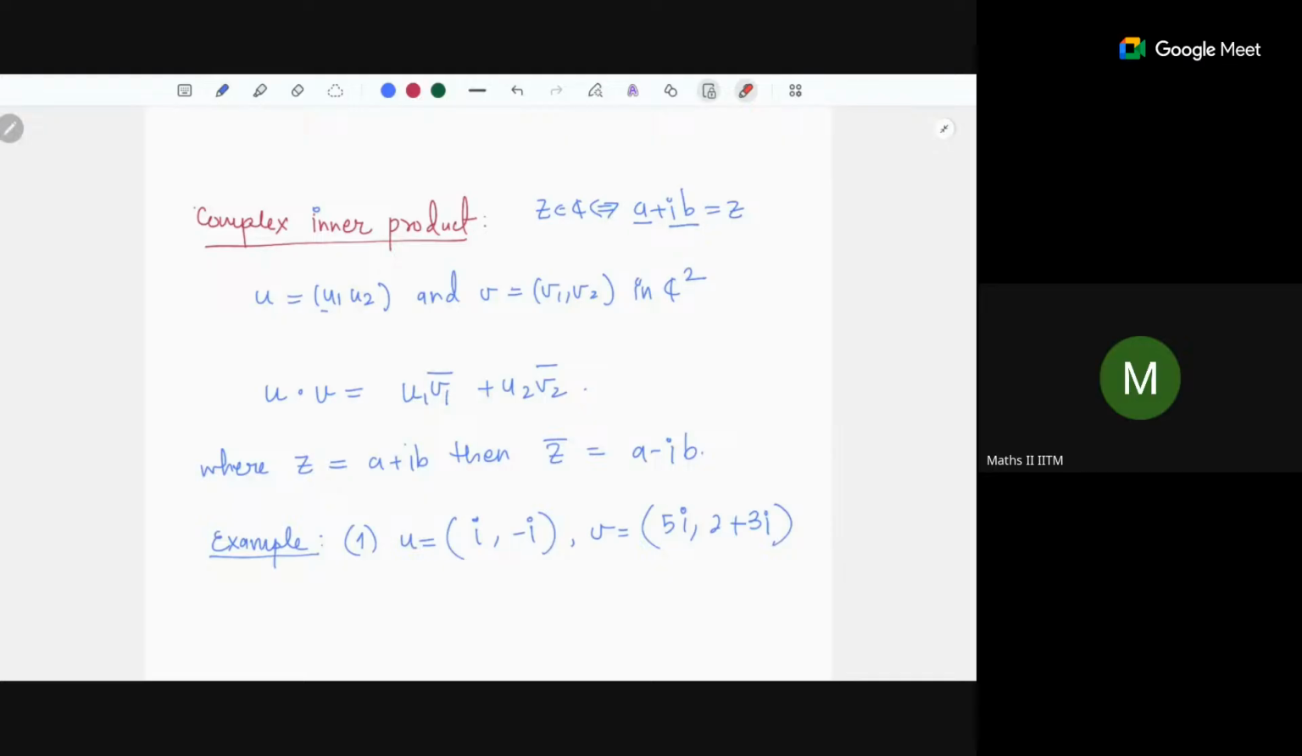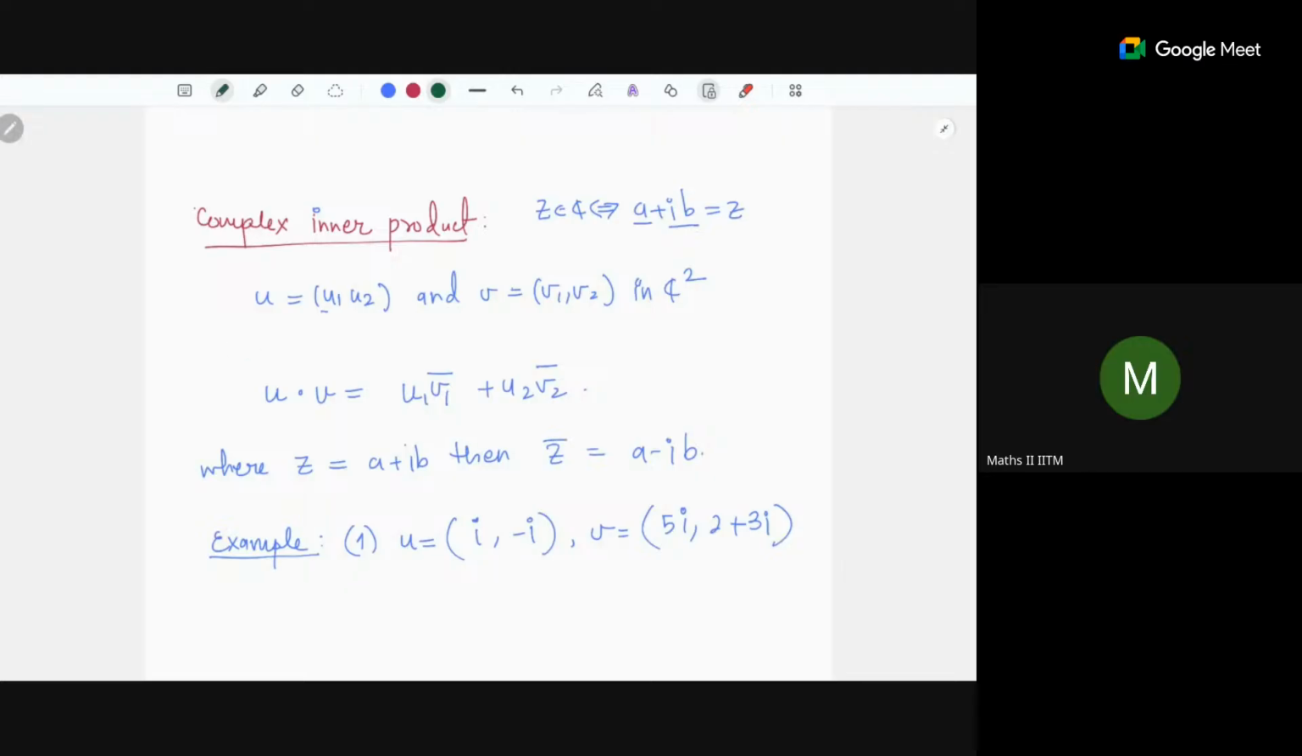So we define their dot product as u1 times v1 bar, which is complex multiplication, and then we add these two quantities together. The multiplication of two complex numbers is a complex number, so the addition of two complex numbers will give you another complex number. So the dot product of two complex vectors gives you a complex number. What you can think of is that this u dot v is a function.